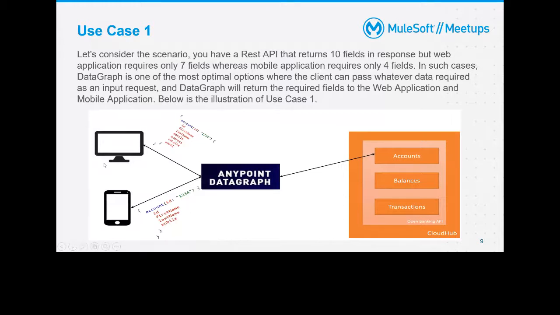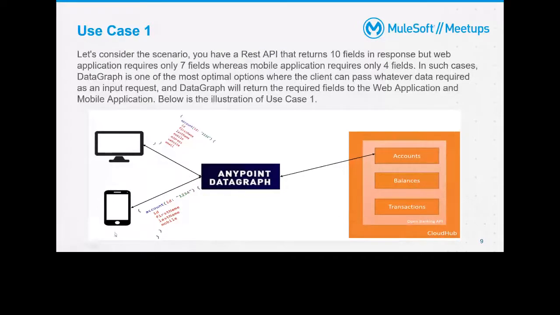So in this case, I will not have a user experience layer. Basically, I will expose my Anypoint Data Graph endpoint, and I will unify this open banking API. So what will happen now: I have an Anypoint Data Graph endpoint. Any channel, let it be the mobile channel or the web channel, can send the request to the Anypoint Data Graph endpoint with this query, with this body.